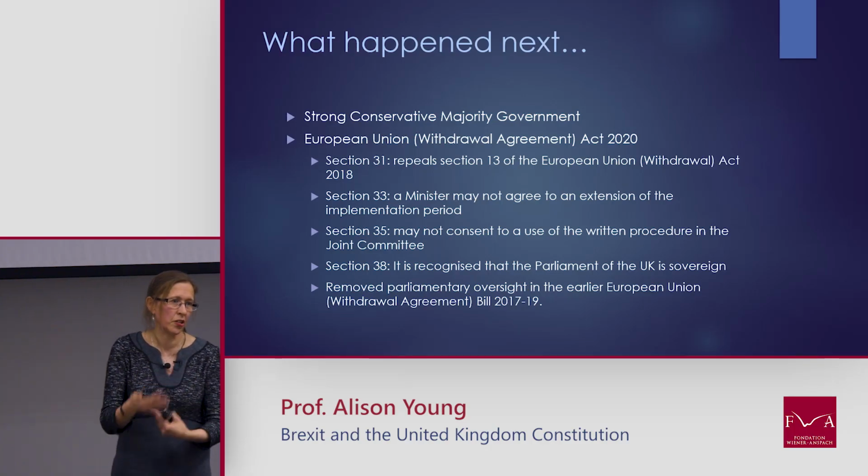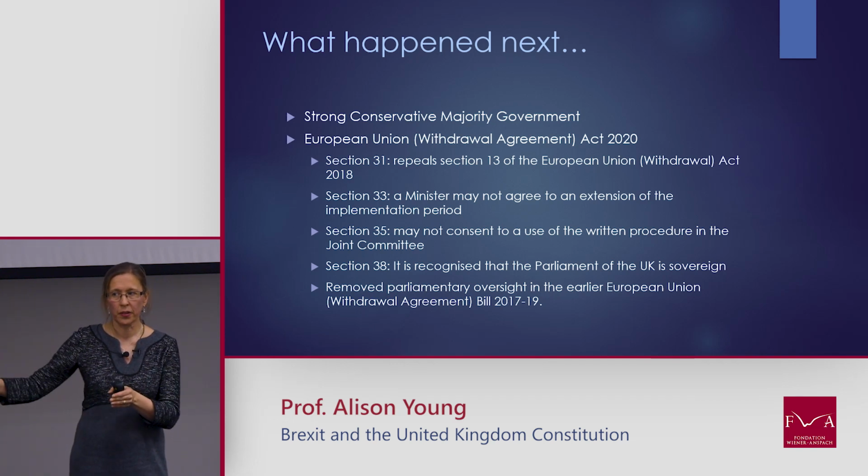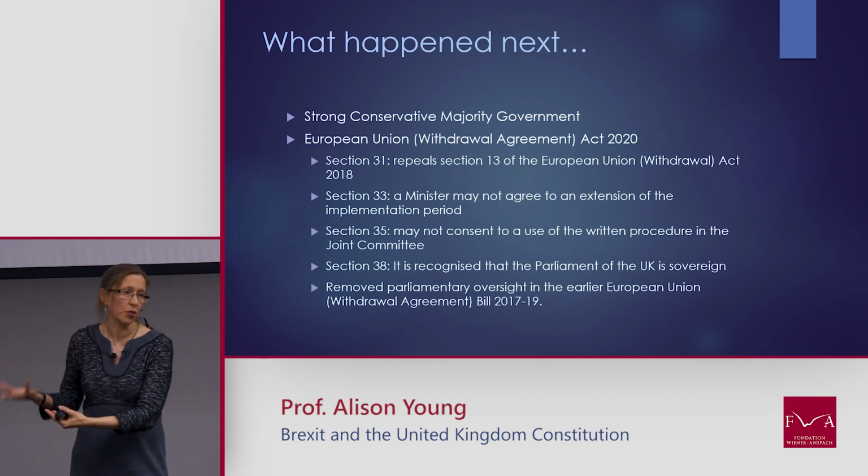An earlier version of this legislation before the general election would have required a minister to go to Parliament to seek an extension. So if we needed an extension, the minister would be able to say, I think we need an extension, I'm going to go to Parliament and see if Parliament will approve an extension of the negotiation period. No more. The current legislation says the minister cannot agree to an extension. So instead of saying we can ask Parliament, you can't do it at all.